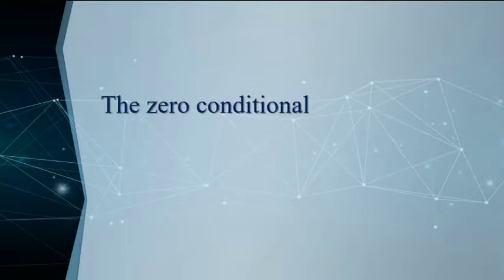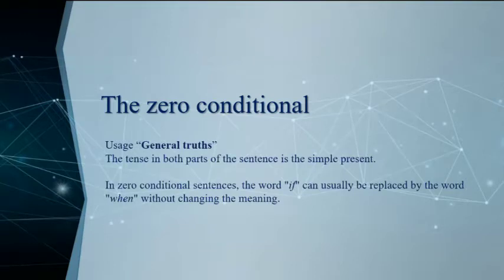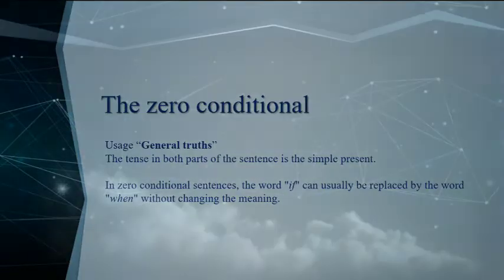The zero conditional. The zero conditional is used for when the time being referred to is now or always, and the situation is real and possible. The zero conditional is often used to refer to general truths. The tense in both parts of the sentence is the simple present. In zero conditional sentences, the word if can usually be replaced by the word when without changing the meaning.